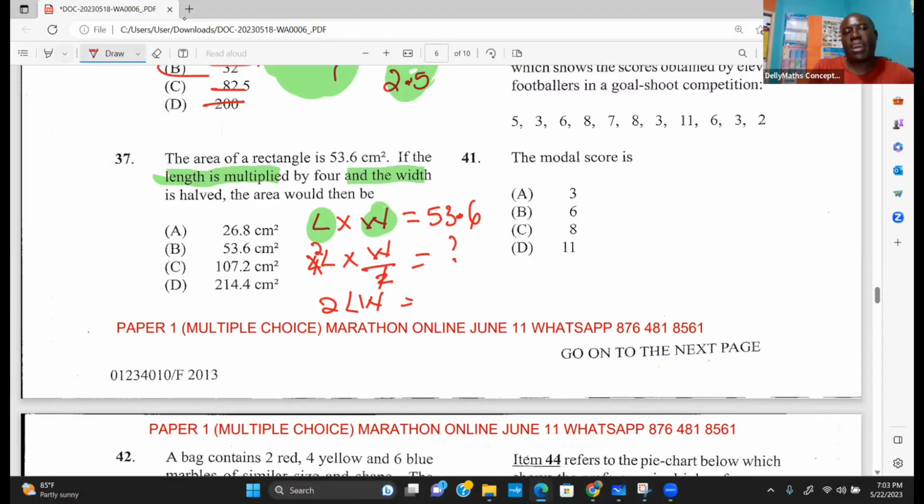So at the end of the day, the whole thing would be affected by doubling. See there? L times W will just be doubled. When you multiply by 4 and divide by 2, the end result is that whatever you had in the beginning will double. So if you double this, let me write it a little better. Double it. You'll get your 107.2.